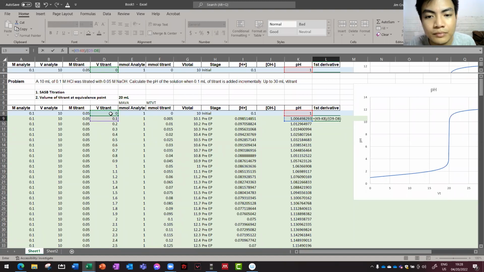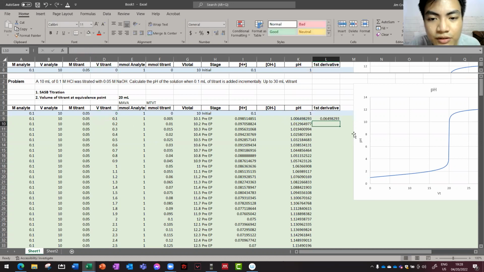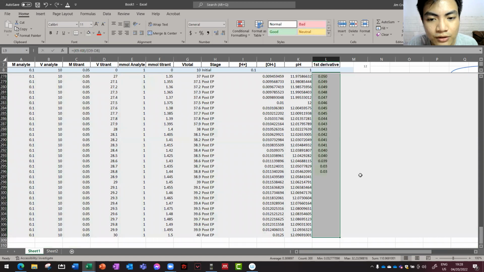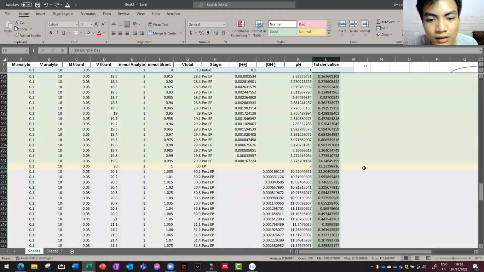Okay, and then press enter. So that's your first derivative. You have to drag it also. Drag mo lang siya pababa until the end of your data set. Okay, there you go.